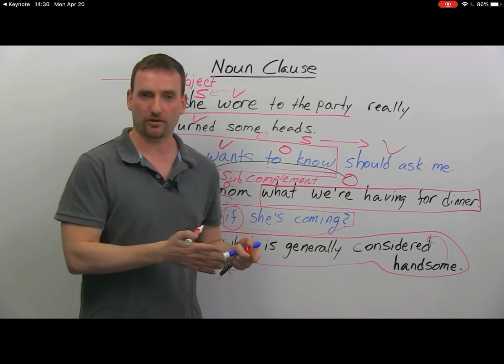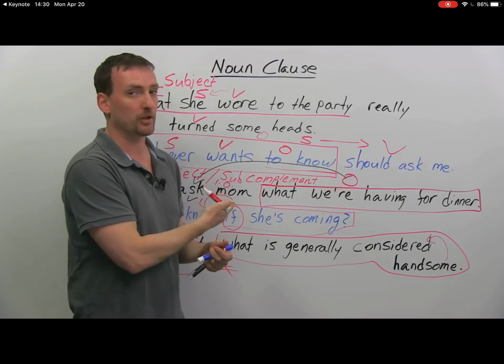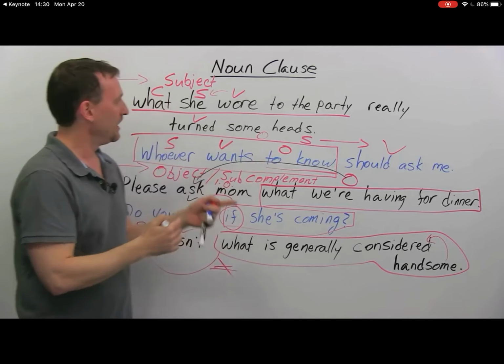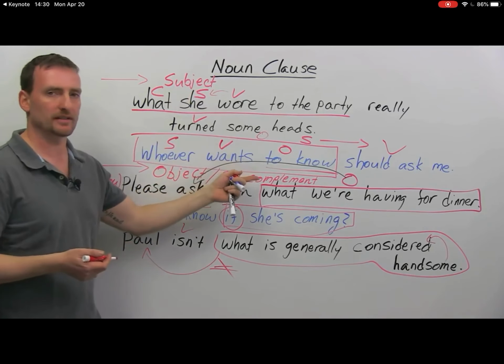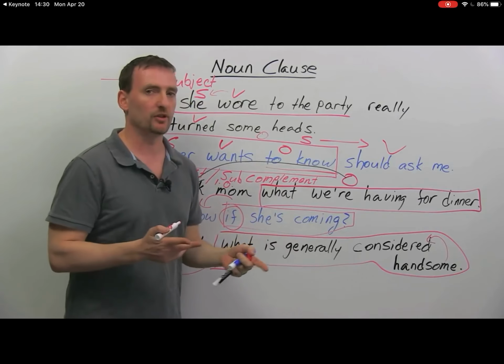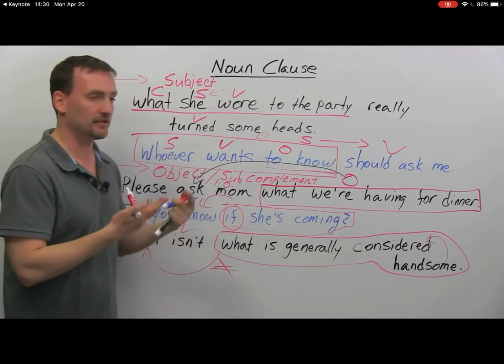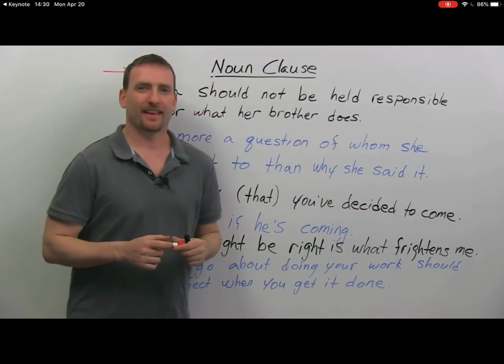You must understand how the independent clause works in order to be able to use the noun clauses properly in their positions. But so far we've looked at noun clause as subject, noun clause as object, noun clause as complement. We still have two more uses of the noun clause to look at. Let's look at those now.